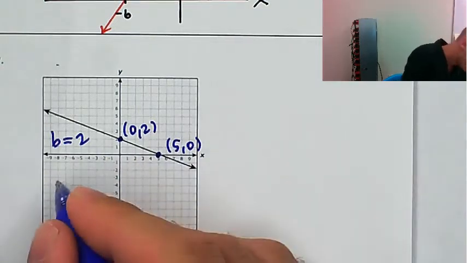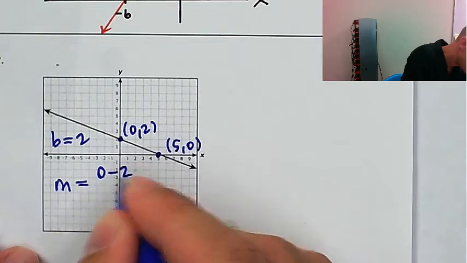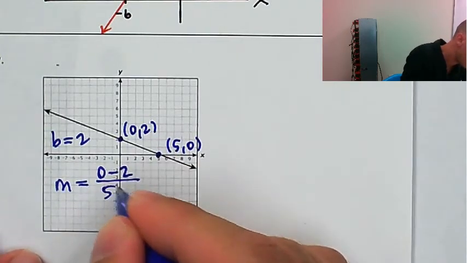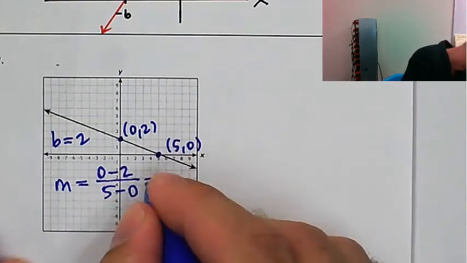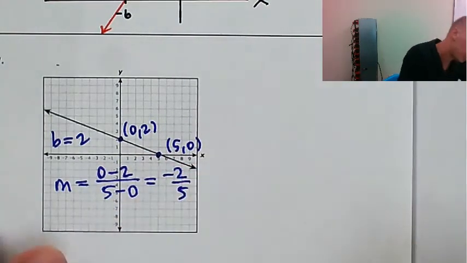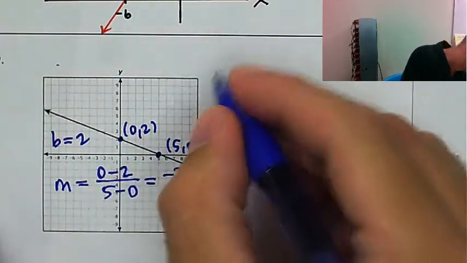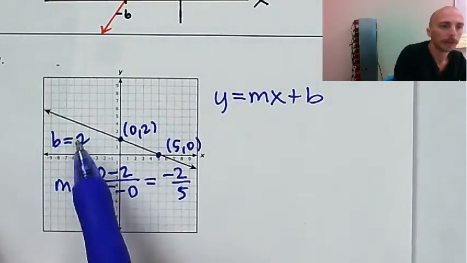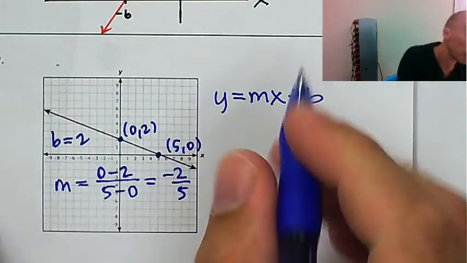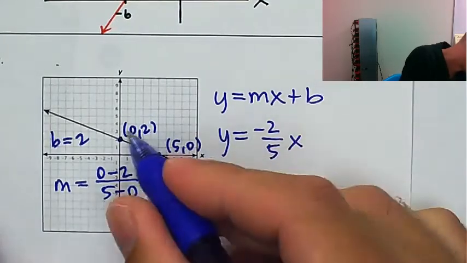And then I'm going to compute the slope. So the slope is going to be y2 minus y1 divided by x2 minus x1. And that's looking like negative 2/5. And then I know the equation I'm going for is going to be y equals mx plus b. So I've got my b, I've got my m. I'm just going to plug in those numbers. So y equals negative 2/5 x plus 2.